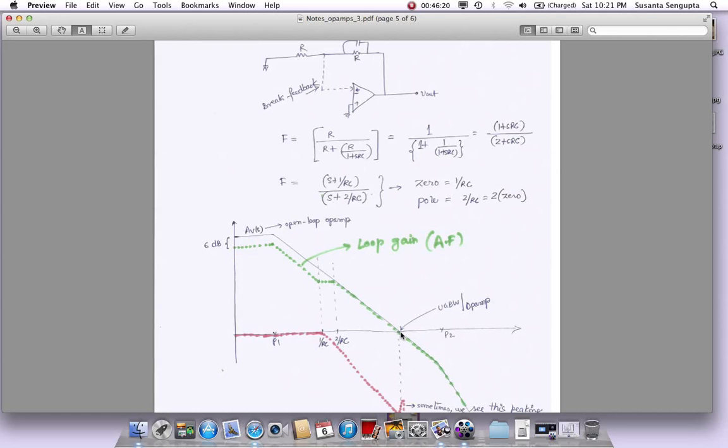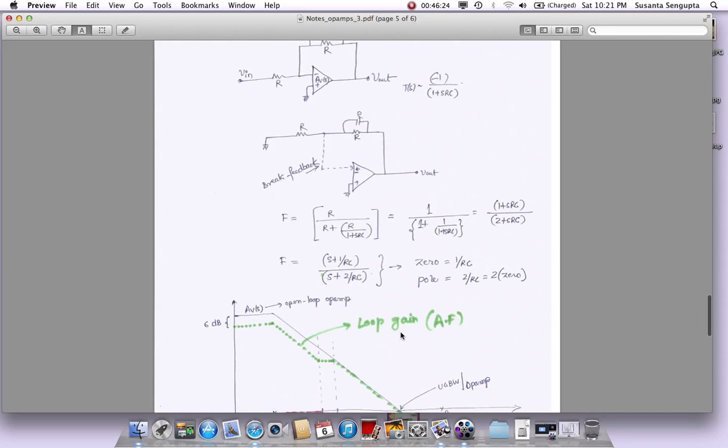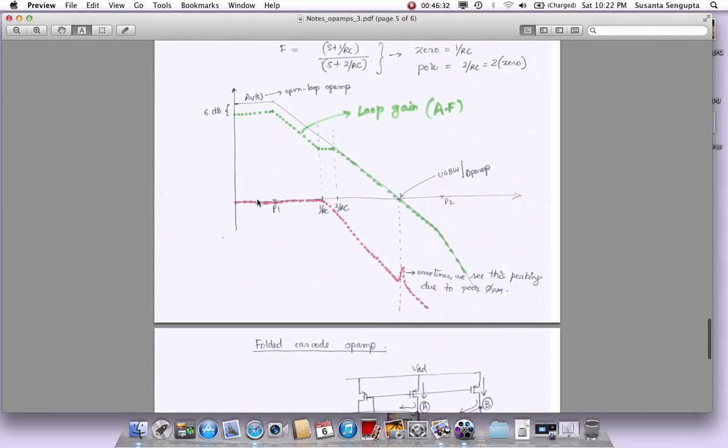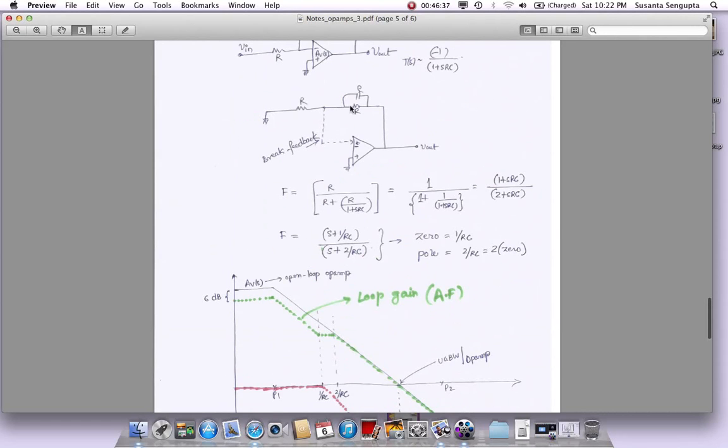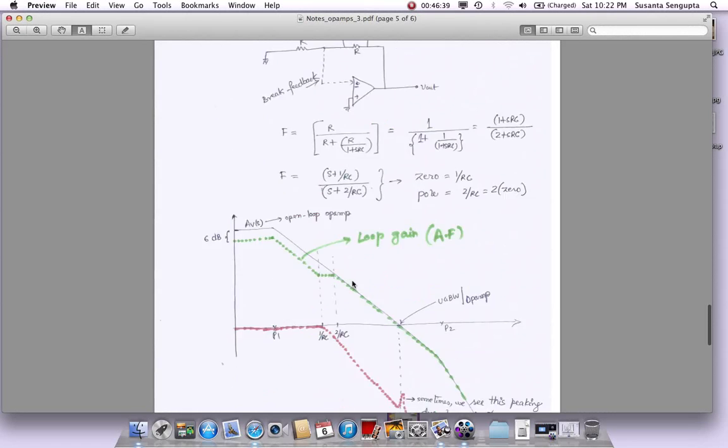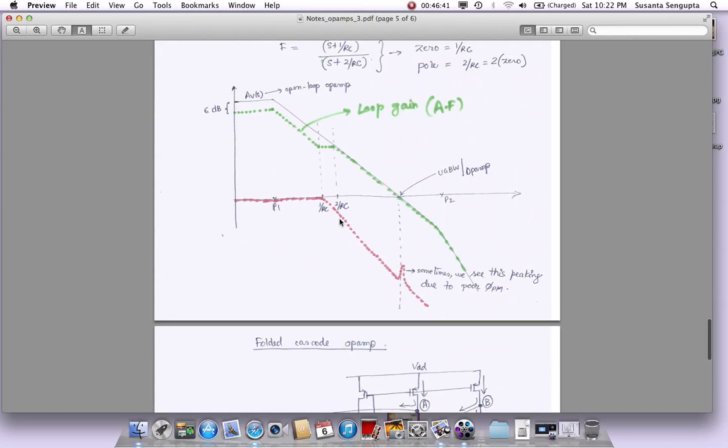So if this becomes the loop gain plot, now we want to know what the overall transfer function is going to look like. Well, the overall transfer function is going to look more like an inverting amplifier with a gain of 1, so it is a gain of 1 or 0 dB. Then at 1 over RC is where the pole starts to come in, right? This will start to go down.